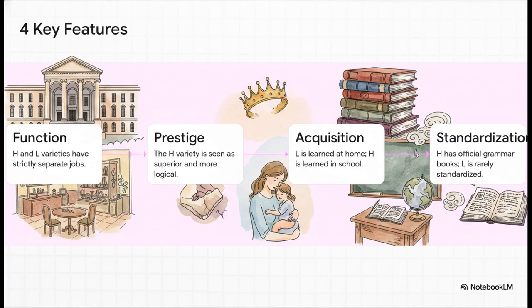Second, prestige. The H variety is always seen as the real or correct language, while the L variety is often looked down on, sometimes even by the people who speak it. Third, acquisition. You learn L at home, naturally, but you have to learn H at a teacher's desk in school. And finally, standardization. The H variety is all buttoned up with official grammar books and dictionaries, while the L variety is mostly just spoken, rarely written down.